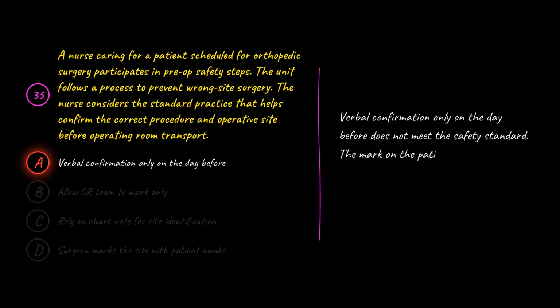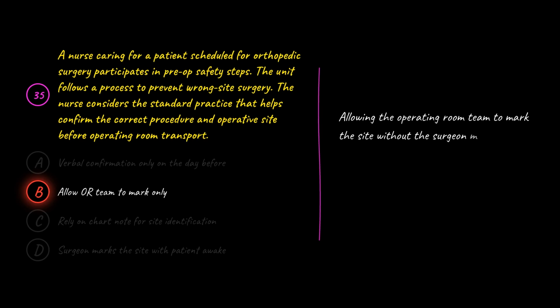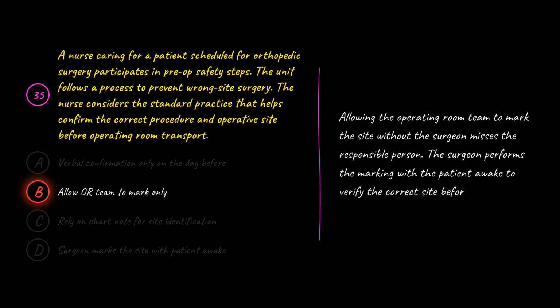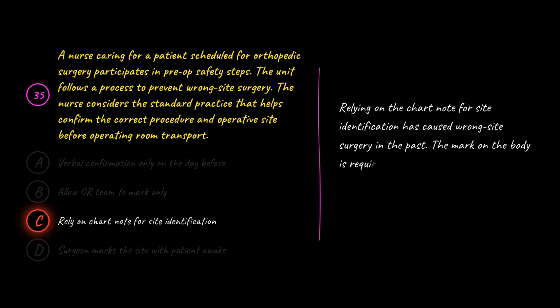The mark on the patient is part of the process, along with the chart, the patient confirmation, and the timeout together. B is wrong because allowing the operating room team to mark the site without the surgeon misses the responsible person. The surgeon performs the marking with the patient awake to verify the correct site before any sedation. C is wrong because relying on the chart note for site identification has caused wrong site surgery in the past. The mark on the body is required because charts can contain errors that go uncaught without a physical confirmation.